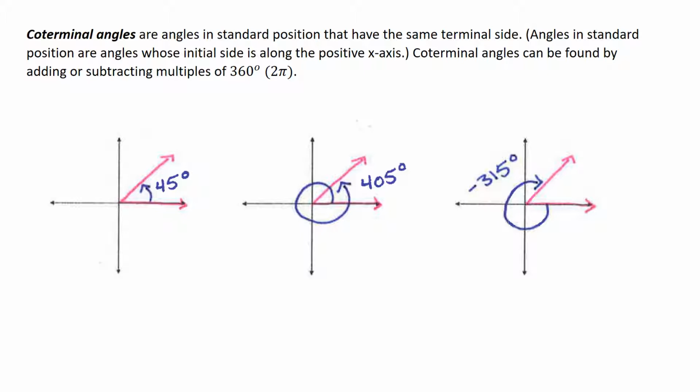Now technically, we could rotate counterclockwise or clockwise any number of times. So there are an infinite number of angles that are coterminal to 45 degrees. So we're going to focus on a specific angle, and that's the angle of least non-negative measure.